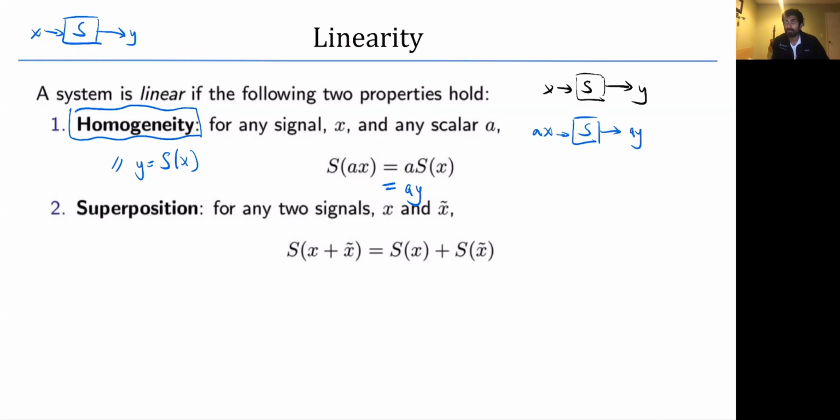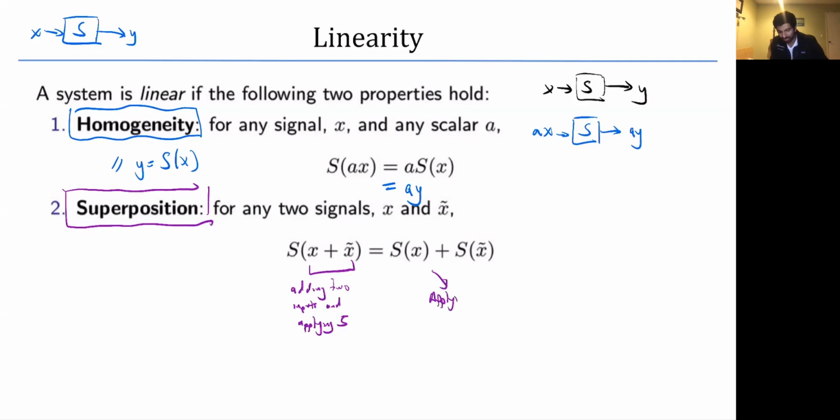Now we have another property that we are interested in called superposition. Superposition says that for any two signals, X and X tilde, so this X tilde just means it's a different signal, distinct from X, then I can superimpose, or a fancy word for just adding them. So I can either add the inputs, so this is here adding two inputs, and applying S. And on the right-hand side, we have applying S first and adding the outputs. So S is being applied separately to X and X tilde. So a system should satisfy superposition if this equality holds.